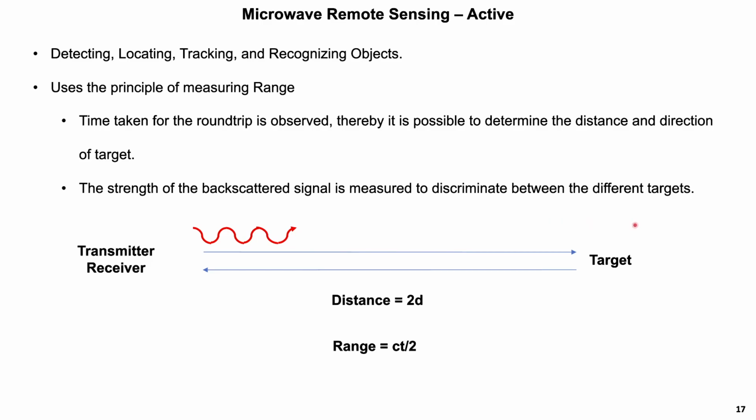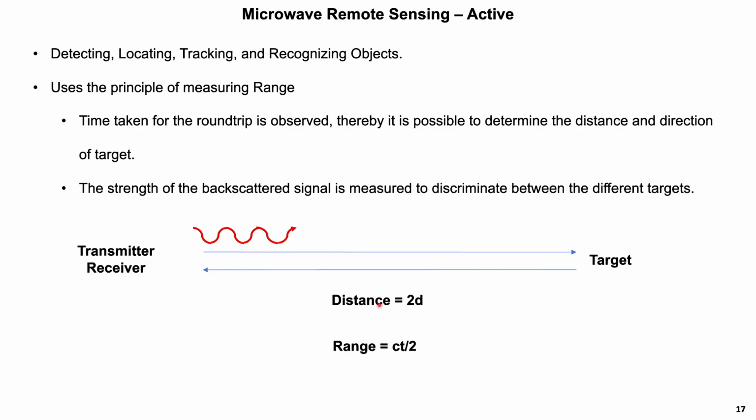It will travel towards the target, hit the target, and the target will reflect back the pulse at a much lesser power. It will be in the order of milliamps or something like that. And the time taken to receive the return pulse is noted. So we know the distance to the target. We know the time taken for the pulse to return, and we know the velocity at which it is traveling, and we can determine the distance.